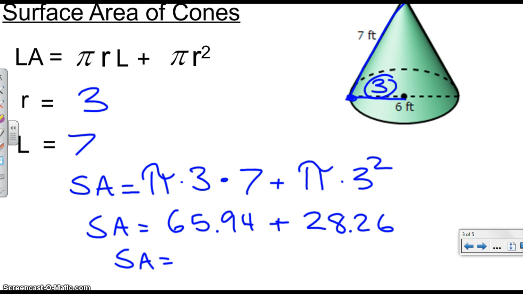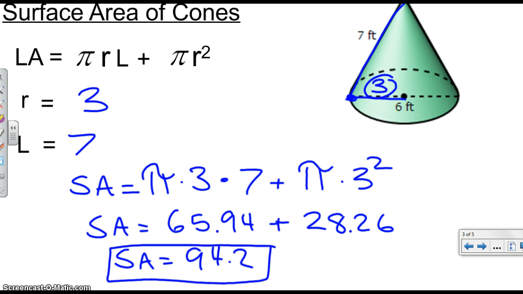So use 3.14 when you do this, and your calculations will match up with ours. And then I add them together. I think it's supposed to be 94 or something. 94.2. So that's your final answer.